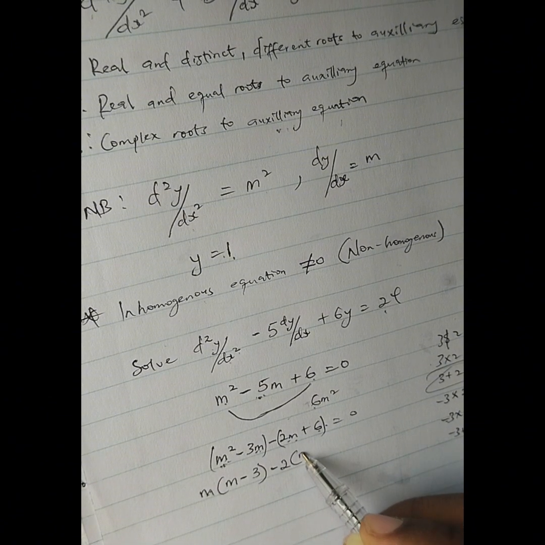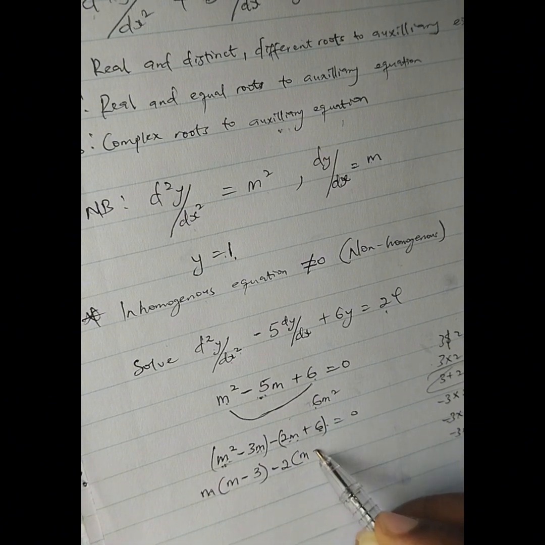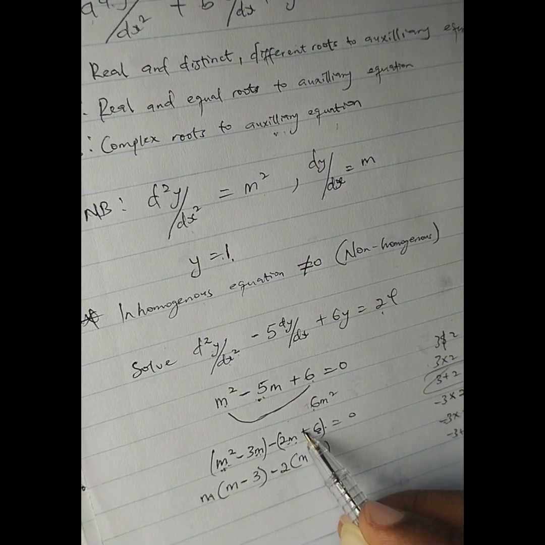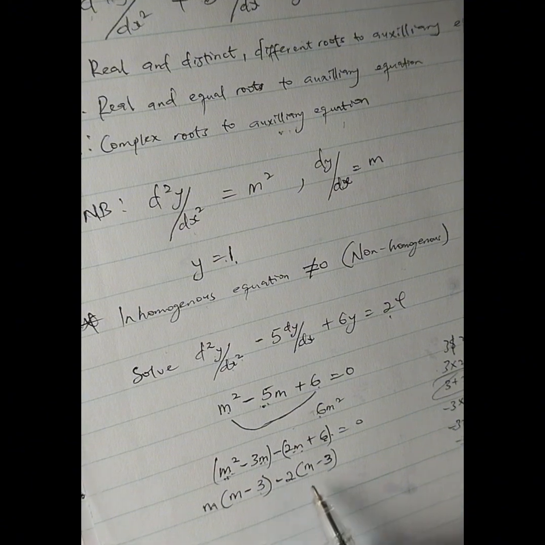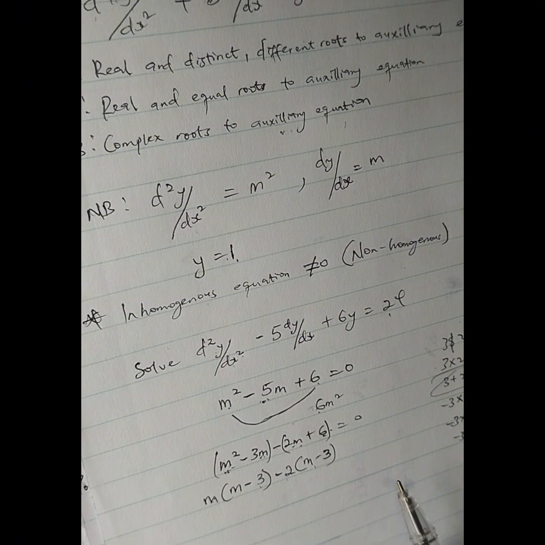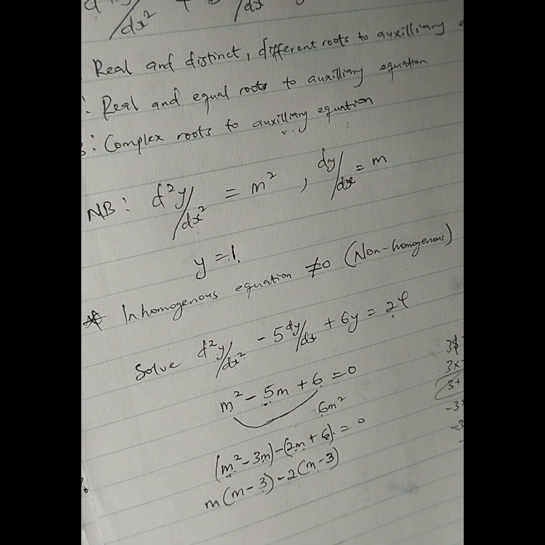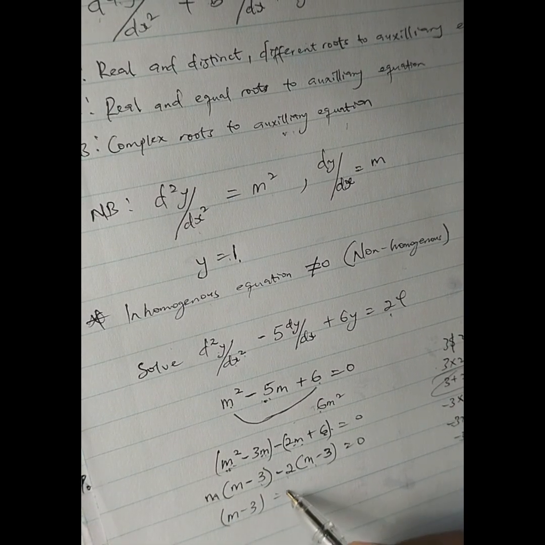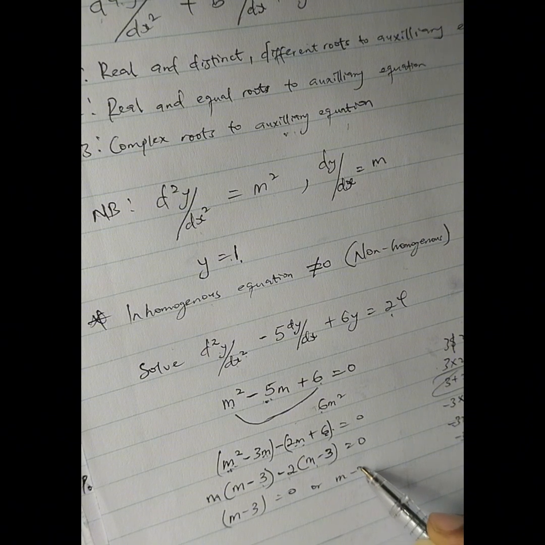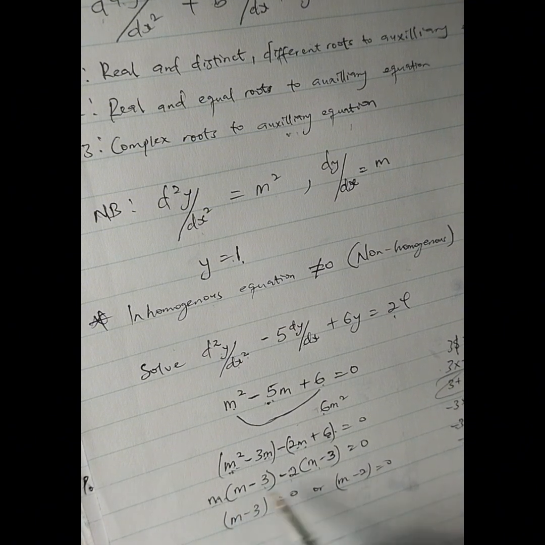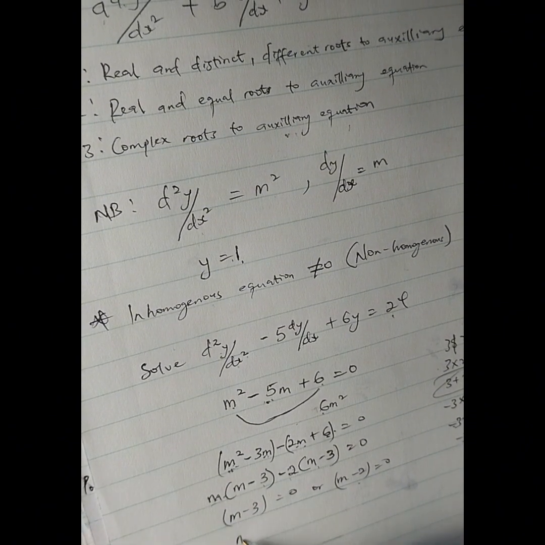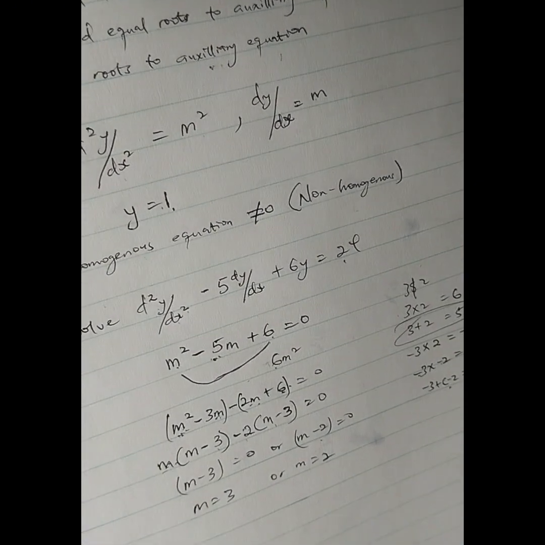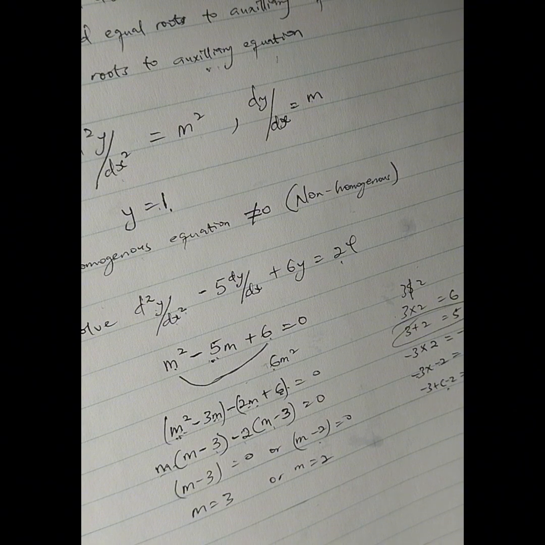If 2 go into m, we have m. 6 divided by 2 is 3. So now minus times plus, that is minus here. The two things in the bracket, they must be the same thing before you know that you are moving in the right order. So it's equal to 0. So you bring the 2 in the bracket, you bring it as m minus 3 equal to 0, or m minus 2 is equal to 0. So now m is equal to 3 or m is equal to 2. So we have actually solved the auxiliary equation like this.